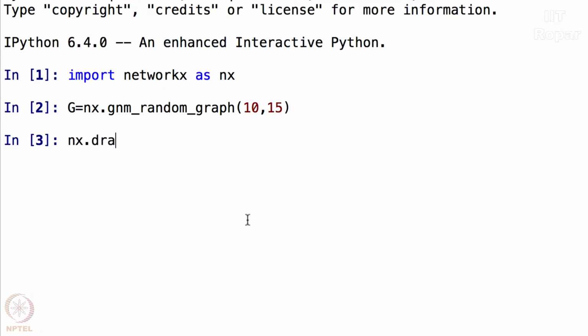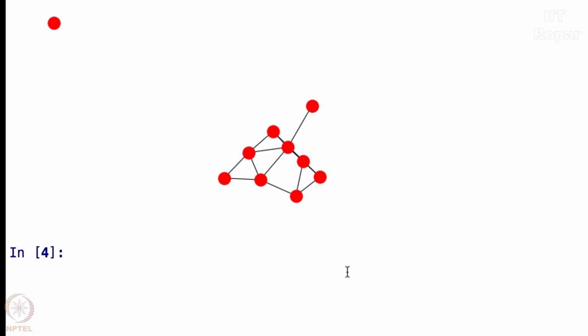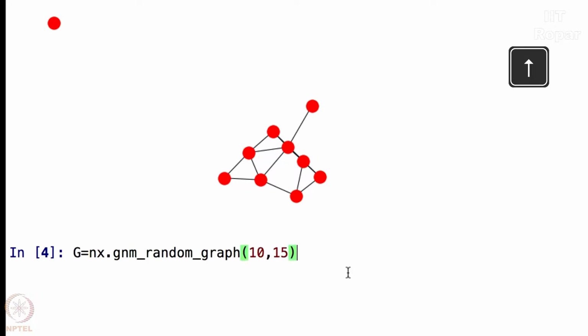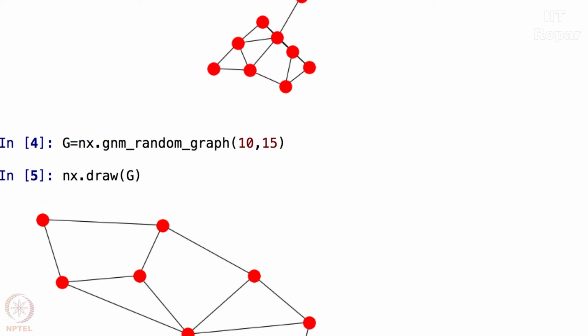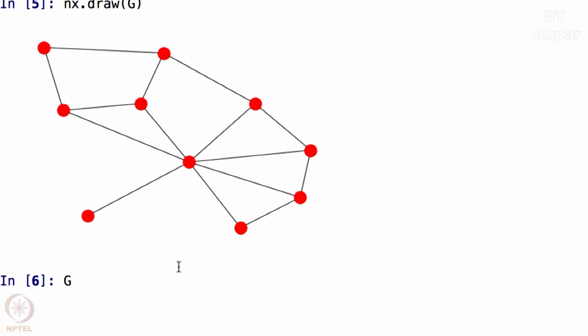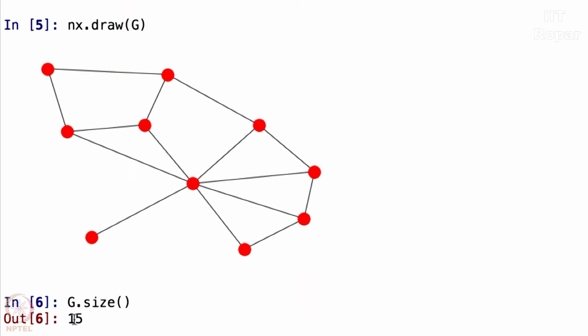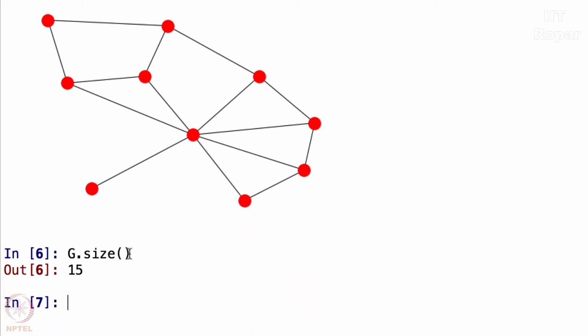The next step would be to draw it. nx.draw(G). Do you see this graph here? The graph is disconnected. Let us try once again and see if we get a connected graph. I'm again going to generate G and give nx.draw(G). Do you see that this time we have obtained a connected graph? Let us check if the size of the graph is the same as what we mentioned. Yes, I had mentioned 15 and I have obtained 15. Size stands for the number of edges.